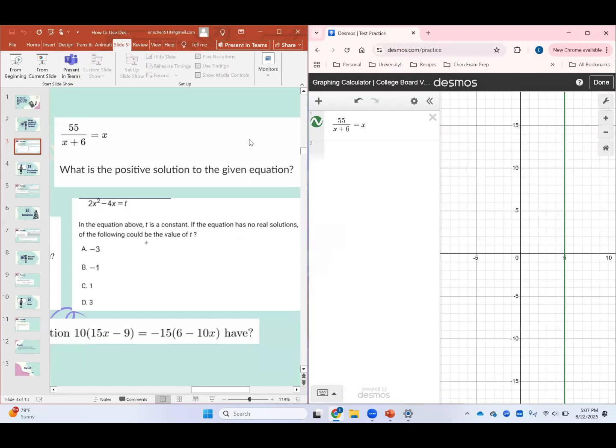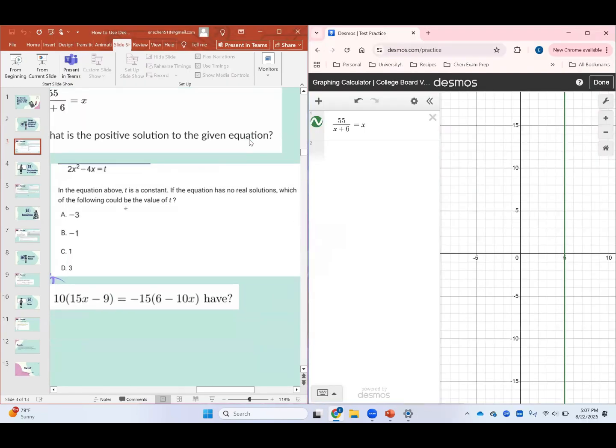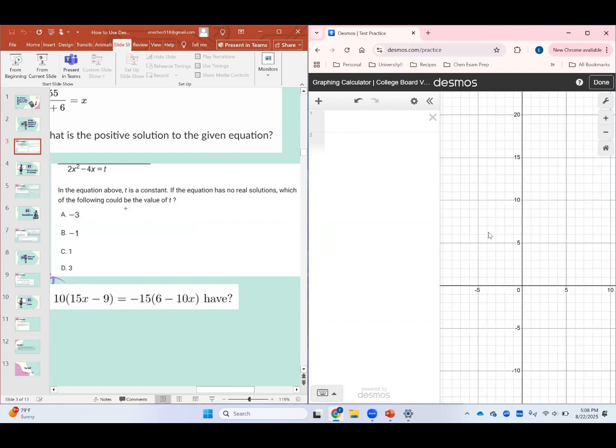Okay, now moving on to the third question. They give you this equation, 2x squared minus 4x equals t. It says in the equation above, t is a constant. If the equation has no real solutions, which of the following could be the value of t? Now, like we discussed before, solutions mean intersection, right? And in the last question, that meant intersection with the x-axis. So the same concept applies to this question.